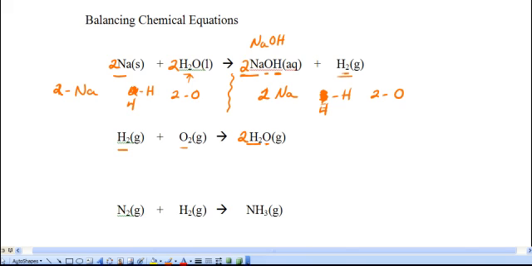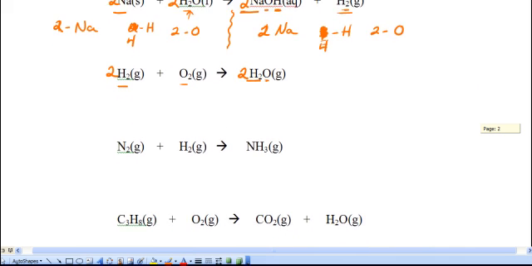However, I have now thrown the hydrogens off, because now I have a total of 4 hydrogens on the product side, so I need to come back and put a 2 out front. 2 times 2 gives me 4 hydrogens on the reactant side as well, and now the equation is balanced. 4 hydrogens and 2 oxygens on both the reactant and the product side. Alright, sliding down to the next reaction.